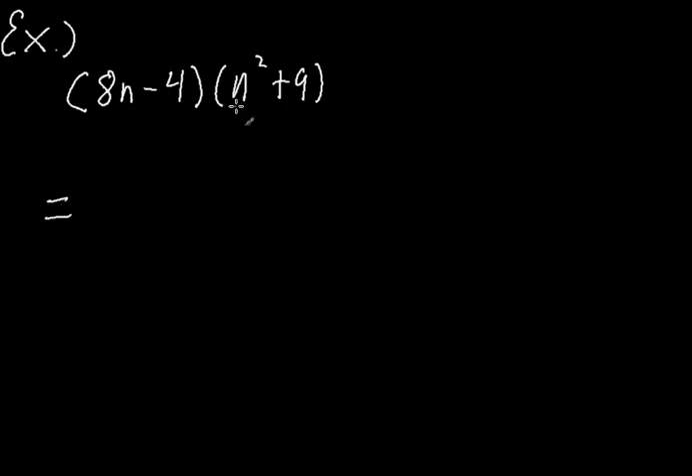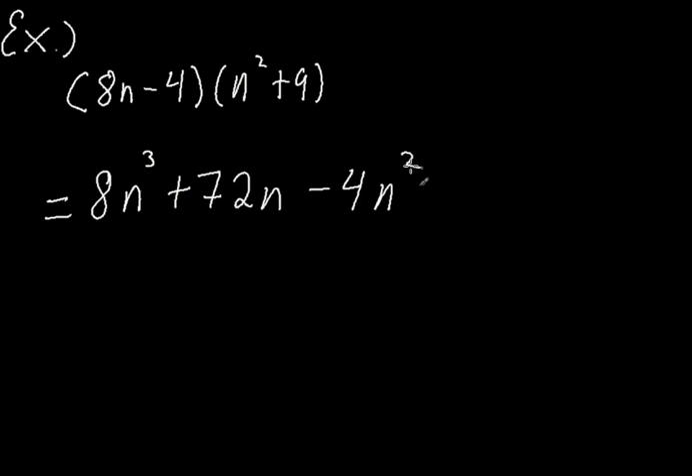8n minus 4 times the group n squared plus 9. Okay, so 8n times n squared is 8n cubed. 8n times 9, well, 8 times 9 is 72, so this is 72n. Okay, then negative 4 times n squared is minus 4n squared, and then negative 4 times 9 is going to be negative 36. Okay. Well, is there anything I can combine? No. If I want, I can rewrite this in descending order, but there's nothing I can combine in this example.